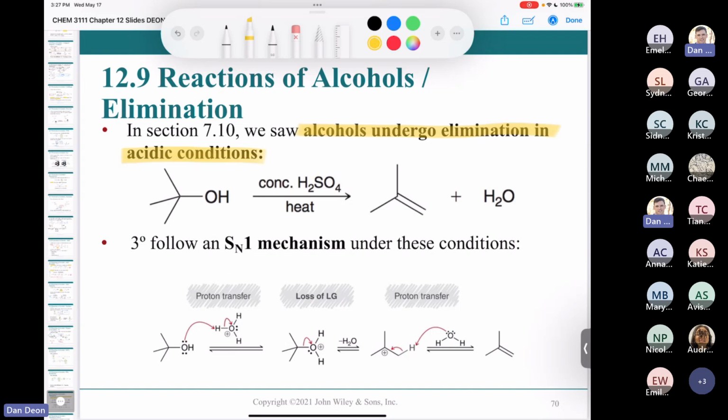That's it, okay? So we take tert-butanol, we heat it up in acid, we drive water out of it, we make isobutylene. It's just a plain old SN1 reaction. You convert a bad leaving group into a good leaving group. Then the leaving group goes away because it's SN1. We have a proton transfer and we form our alkene.